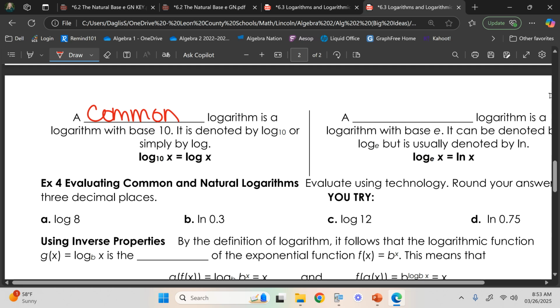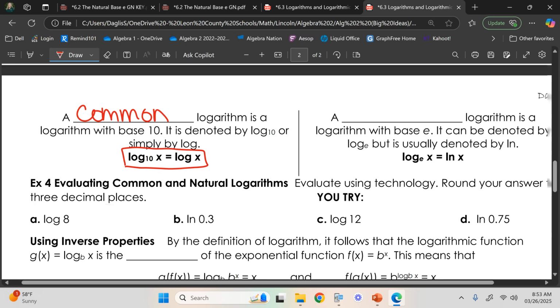You will see it written. Sometimes it has a base of 10, sometimes it's not written. So just the word log, you're going to assume base 10. Like we don't write exponent of 1, we don't usually write base of 10. They go together.